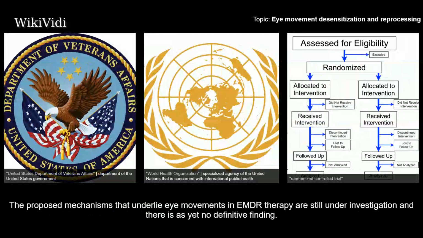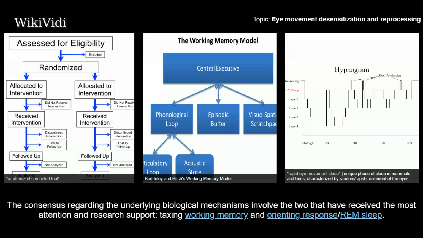The proposed mechanisms that underlie eye movements in EMDR therapy are still under investigation, and there is as yet no definitive finding. The consensus regarding the underlying biological mechanisms involves the two that have received the most attention and research support: taxing working memory and orienting response/REM sleep.